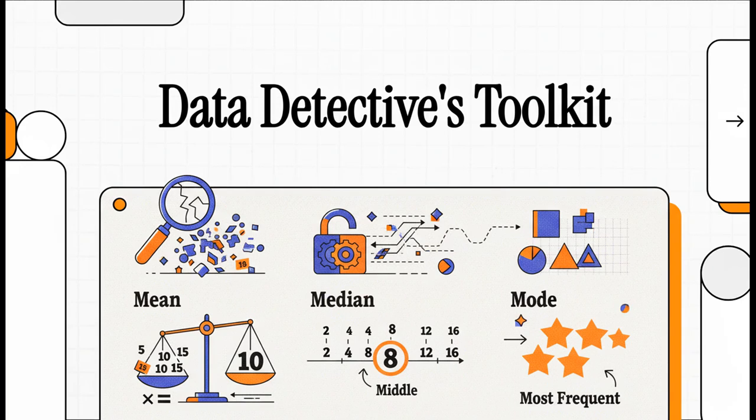All right, welcome to The Explainer. Today, we're going to build your own personal data detective toolkit. We're talking about cracking the code on three really fundamental concepts: mean, median, and mode, that'll help you find the real story hidden inside any set of numbers.